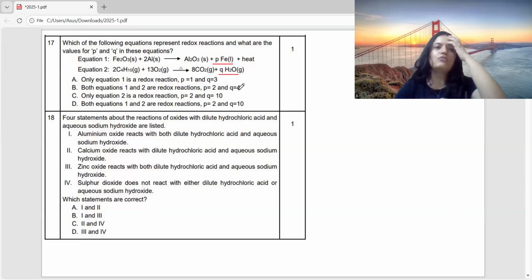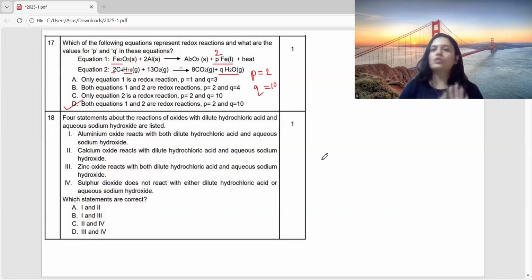So if you can see here, this is iron, Fe2. So here definitely it will be 2. Now if you see for hydrogen, it is Q, and here we have 10 and this is 2. So that's 20. So here Q will come out to be 10. So my P is 2 and my Q is 10. As you can see, both the equations are obviously redox equations, right? So both the equations are redox and P is 2 and Q is 10. So your option will be option number D. Let's go to the next one.